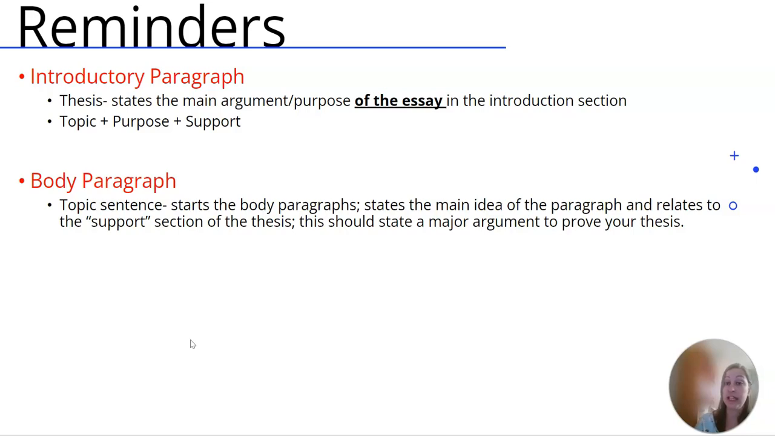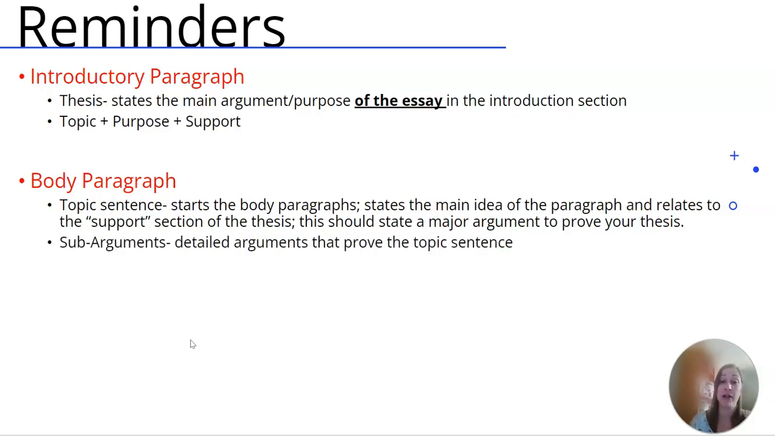It starts with a topic sentence, which states the main idea of the paragraph as it relates to the support section of your thesis statement. This should state the major argument to prove your thesis. The topic sentence is then followed by our subarguments, which are detailed arguments that prove our topic sentence. In this class, to help you structure these subarguments, especially when we go through our research paper, we're going to use the Toulmin model. In this model, we make a claim, we support it with grounds, and then we have our warrant where we're explaining our information.